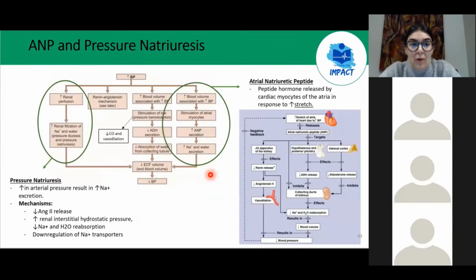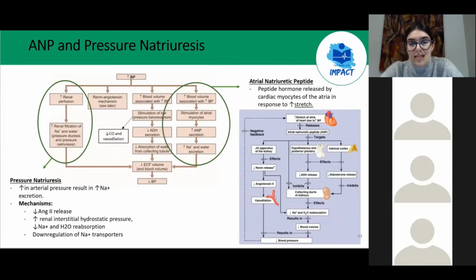The other important hormone to talk about is ANP, and then also this thing called pressure natriuresis. And these things are easiest to understand when looking at it in the context of increased blood pressure. So that's when these mechanisms come into effect. Starting with pressure natriuresis, the mechanism is kind of unclear how it works, but basically what happens is that when there is an increase in arterial pressure, this directly results in an increase in sodium excretion, which is exactly what we want when we have increased arterial pressure. We want to get rid of that sodium so we can get rid of water as well.